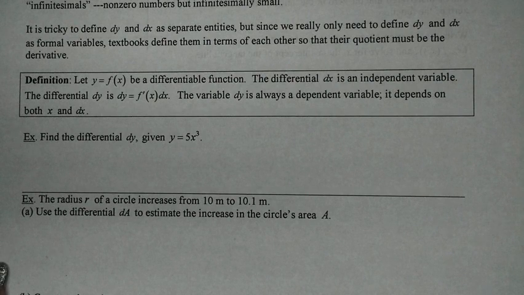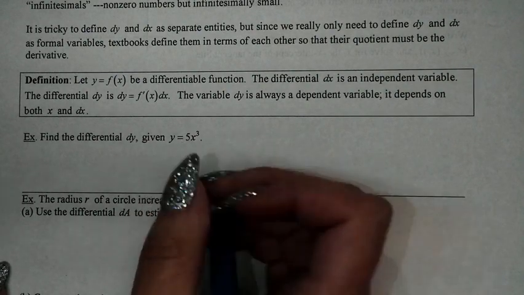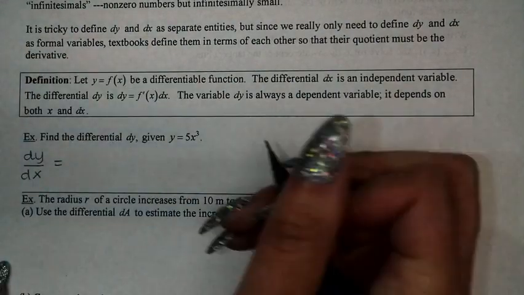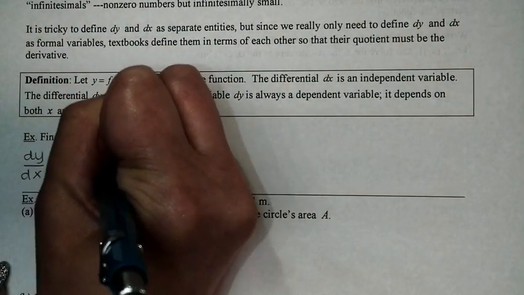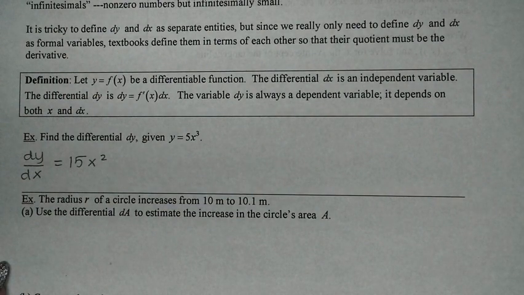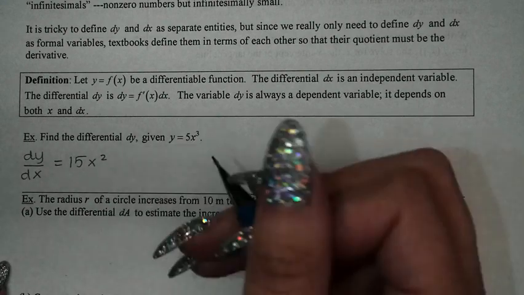So if I ask you, hey, find the differential dy given y equals 5x cubed, what you're going to do is go back to what we were doing when we were doing derivatives. So if I ask you to take the derivative of that, you would tell me immediately dy/dx is equal to 15x squared. Are we okay with that? So what you're doing here is you are using the resources that I gave you before via the power rule. But this is not the differential.